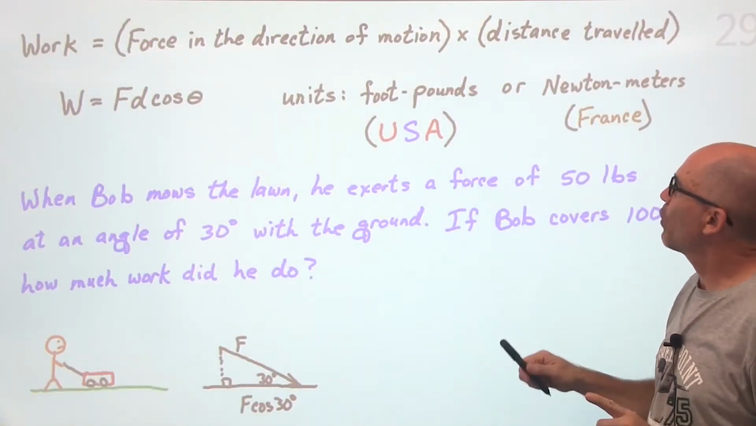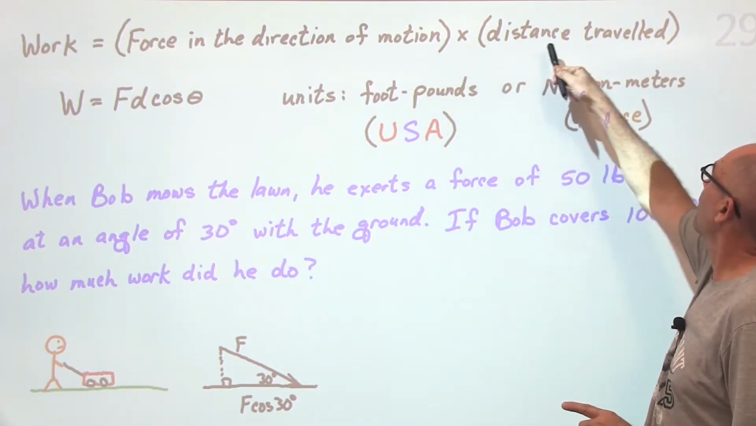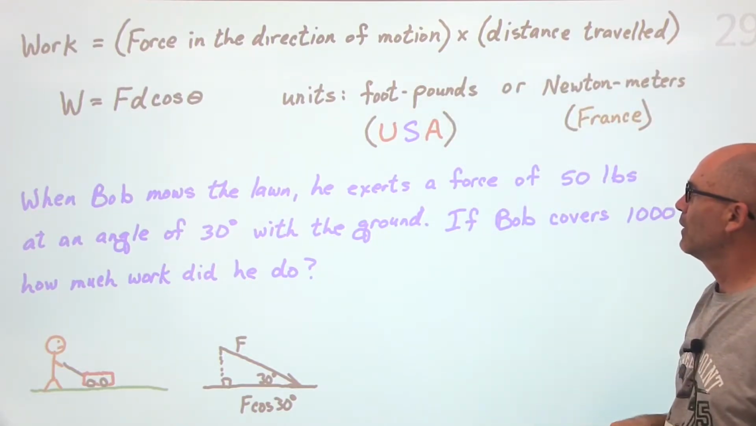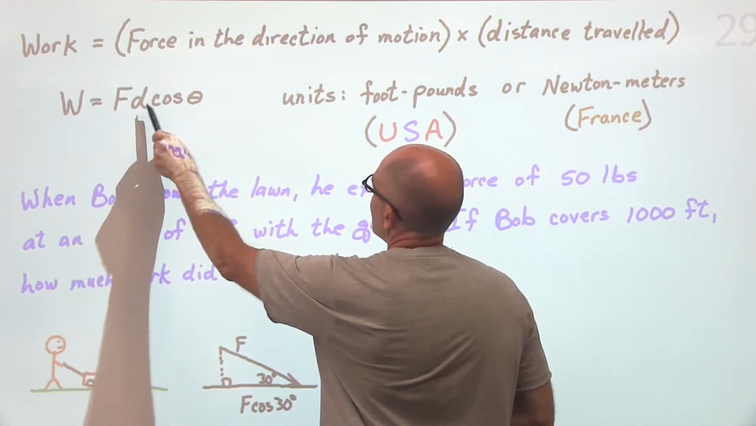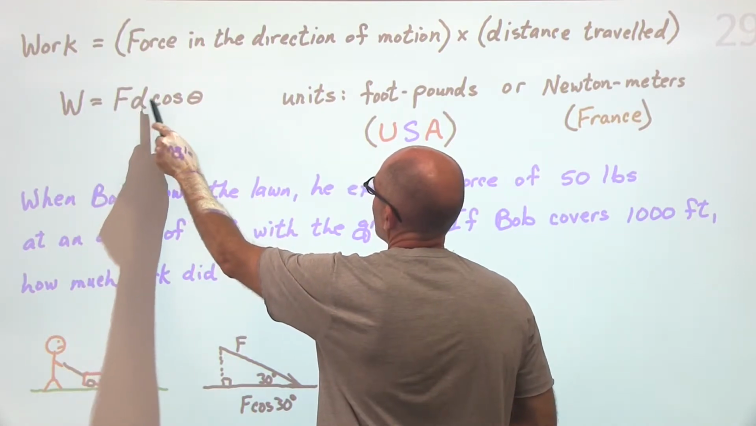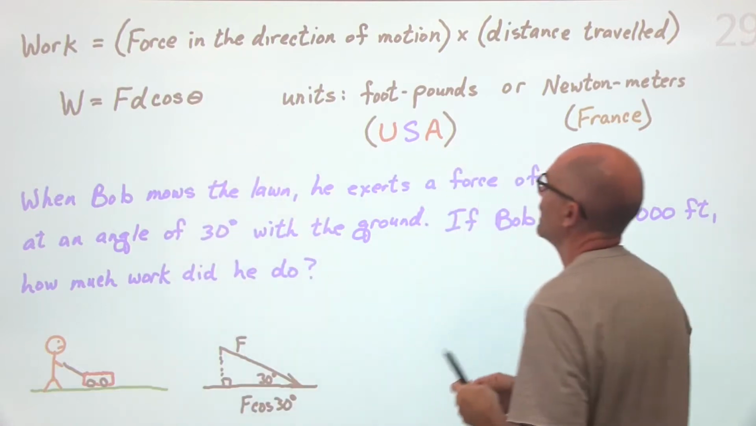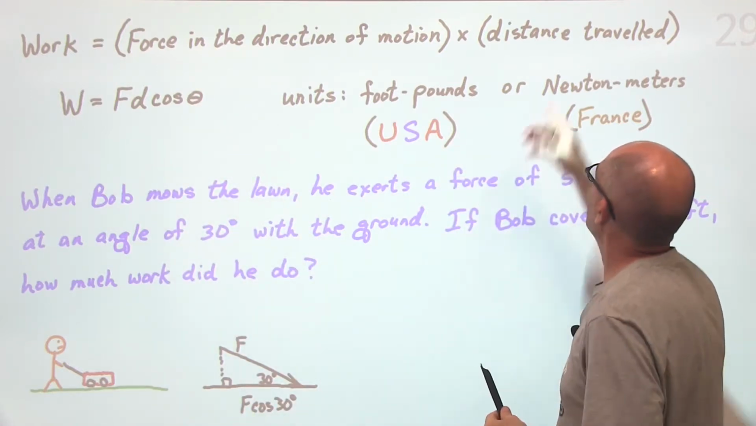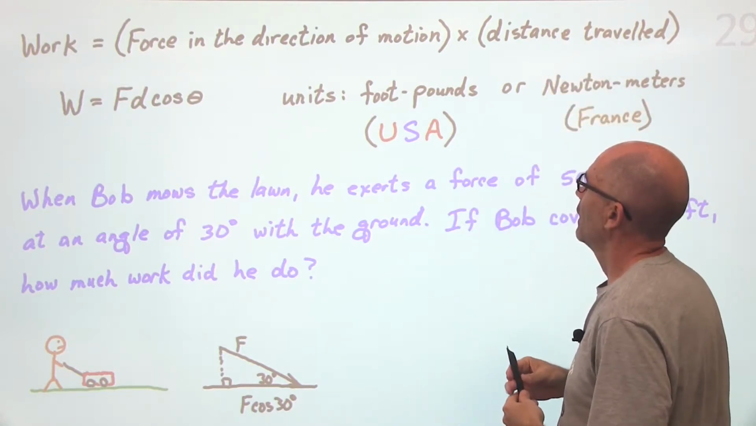Work. Work is the force in the direction of motion times the distance traveled. So work is F D cosine theta, force times distance times cosine of theta. Now distance times cosine of theta makes it in the direction traveled.